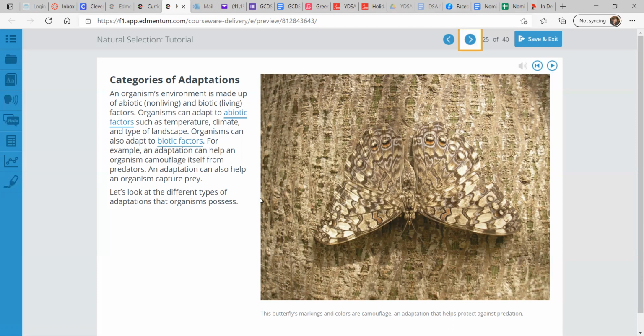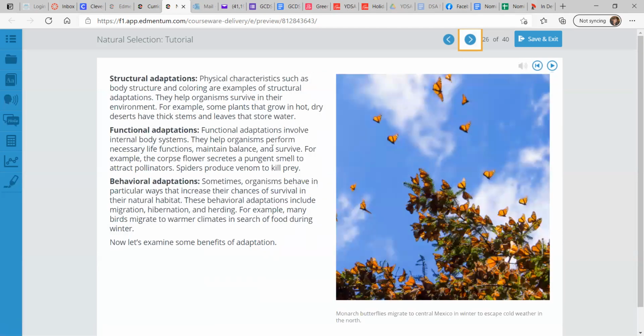So let's look at the different types of adaptations that some organisms possess. This is a butterfly with very interesting markings. So like brown bark-like color. And it works very well when it's trying to disguise itself.